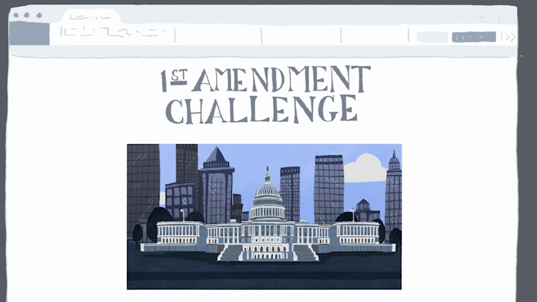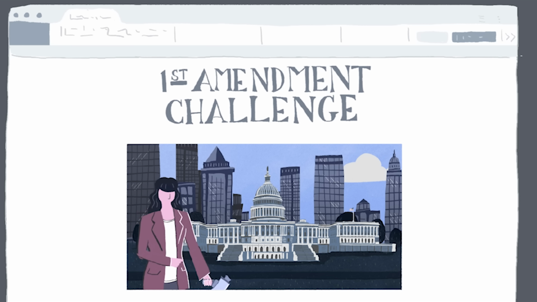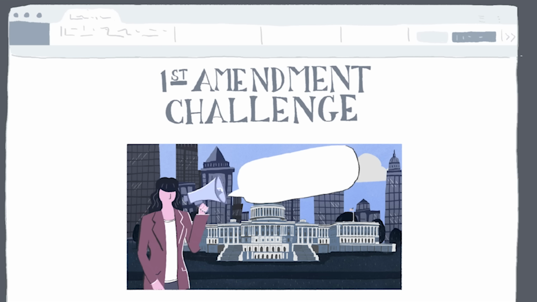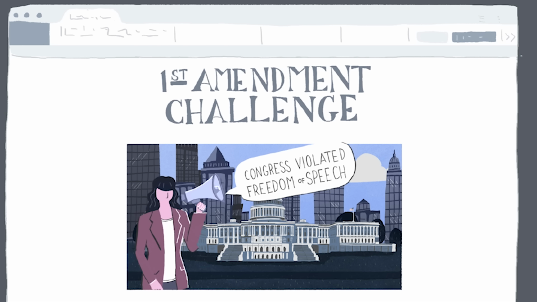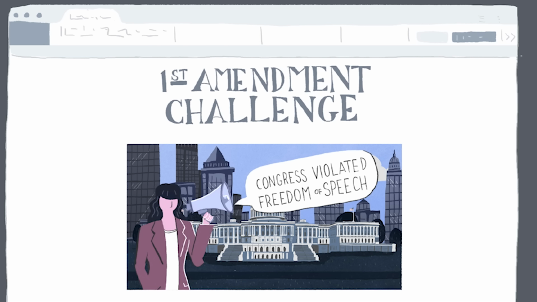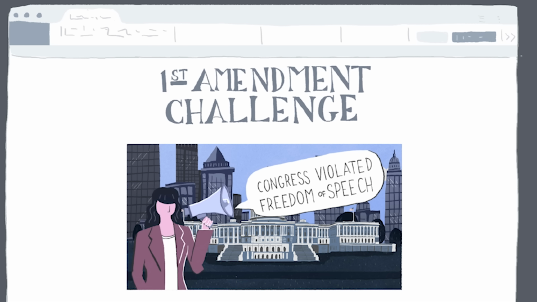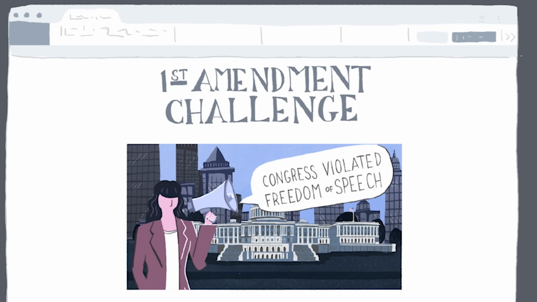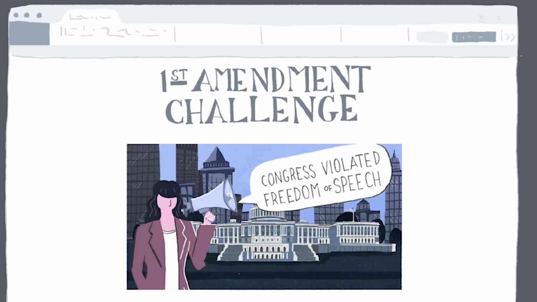Every time you have a First Amendment challenge to a federal statute, a freedom of speech challenge to a federal statute, this is also a due process of law challenge. Why? Because the due process of law requires a judicial forum in which a citizen can contend that Congress has exceeded its powers by violating the freedom of speech.